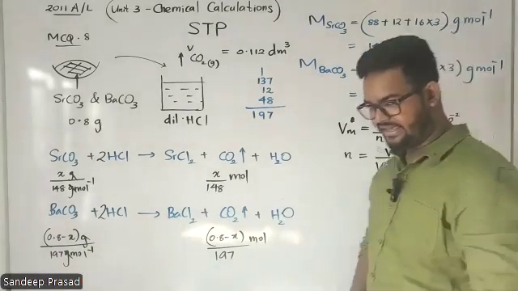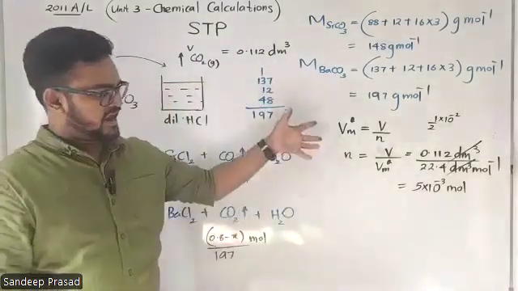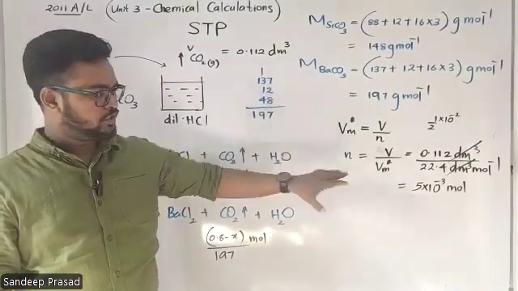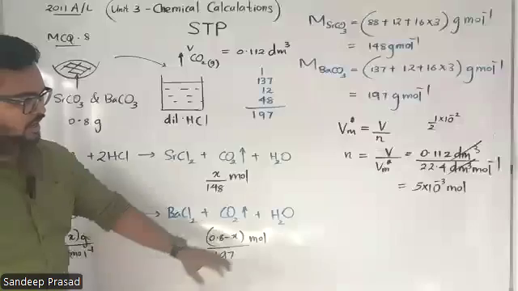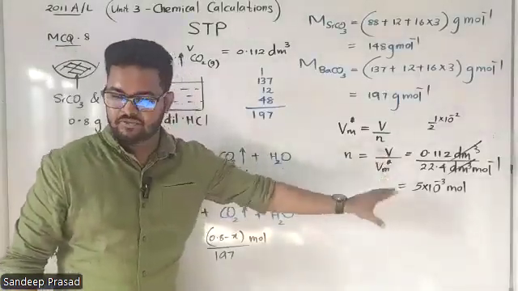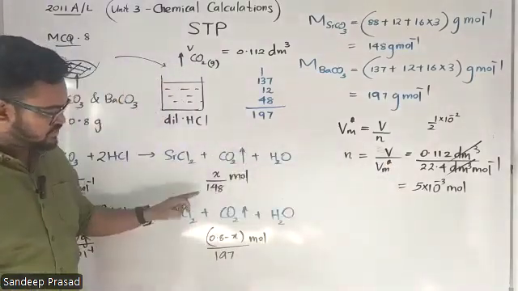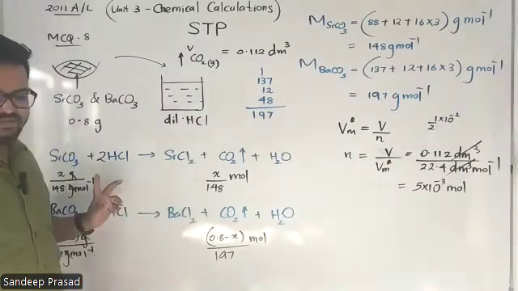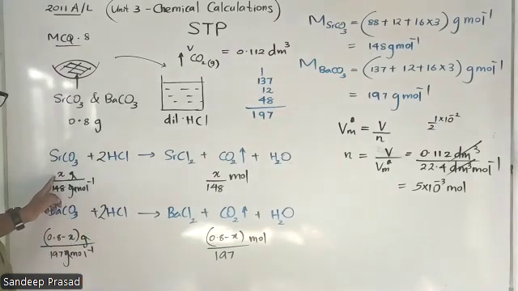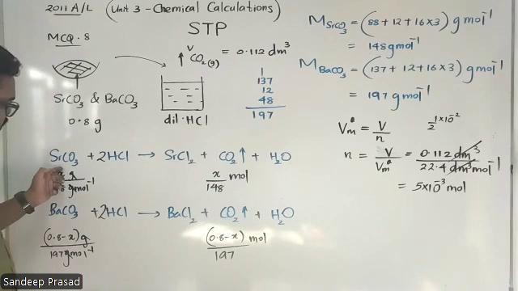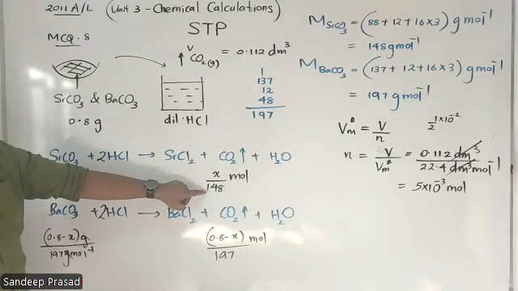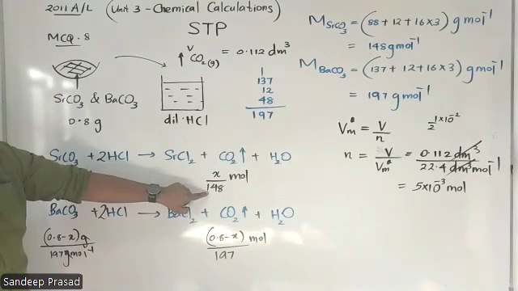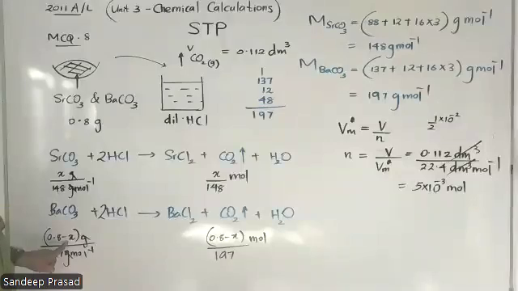Can you understand, friends? They have given the standard conditions. So under the standard conditions, when you divide volume by its molar volume, you're obtaining the number of moles. So the carbon dioxide number of moles is 5 into 10 to the power minus 3. So that should equal the summation of these two. Now we have obtained the carbon dioxide from another method, a different method. By taking the mass of strontium carbonate as X, I obtained the strontium carbonate number of moles. Using the reaction stoichiometry, I got that carbon dioxide produced from the strontium carbonate is X over 148. And barium carbonate mass is 0.8 minus X, divided by its molar mass 197, then we are obtaining barium carbonate number of moles.